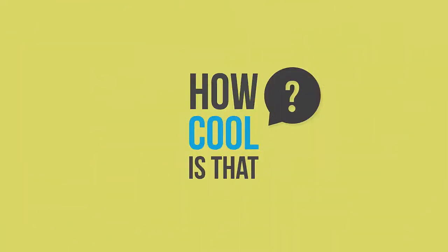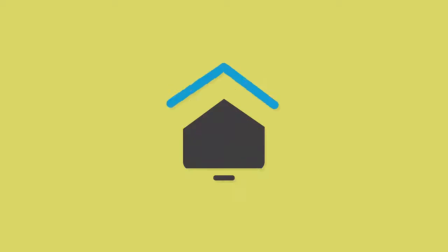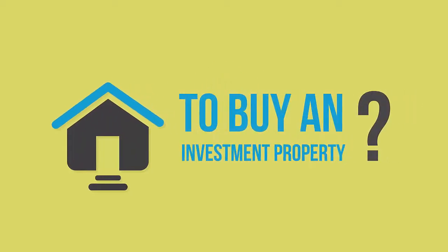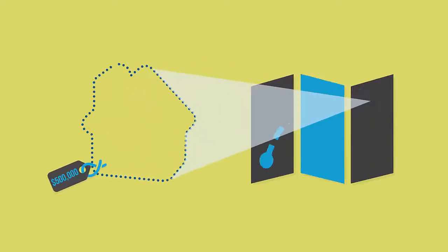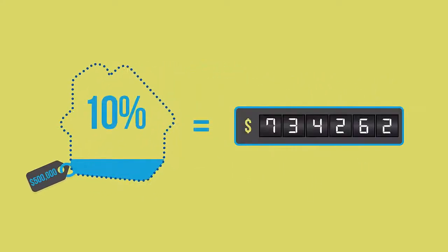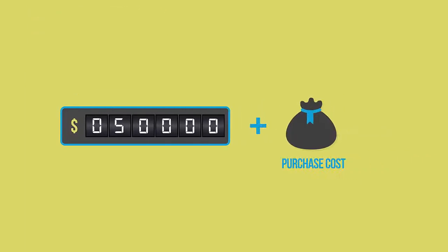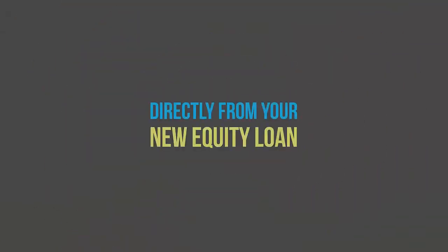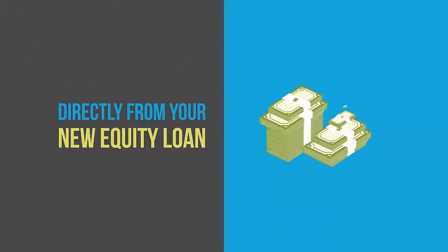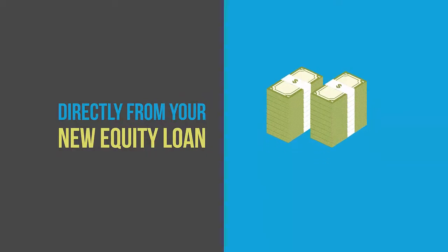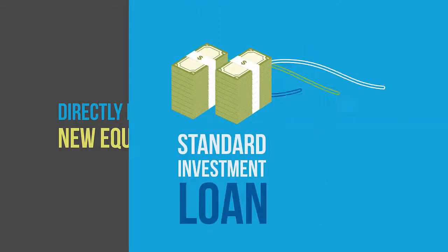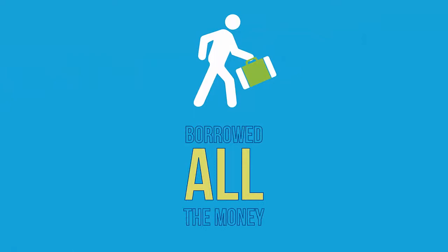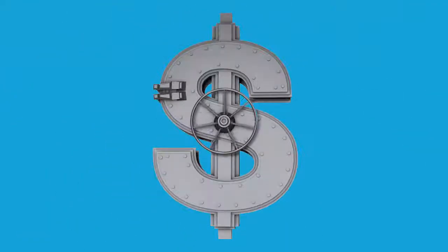How cool is that? So now, how can this effectively be used to buy an investment property? Let's say you're looking at a $500,000 property in a great location. You'll need to pay a 10% deposit plus standard purchase costs like stamp duty, legals, etc. This $70,000 comes directly from your new equity loan, and the balance of $450,000 for the property is a standard investment loan. Notice you have borrowed all the money and not put any of your own cash towards the investment.